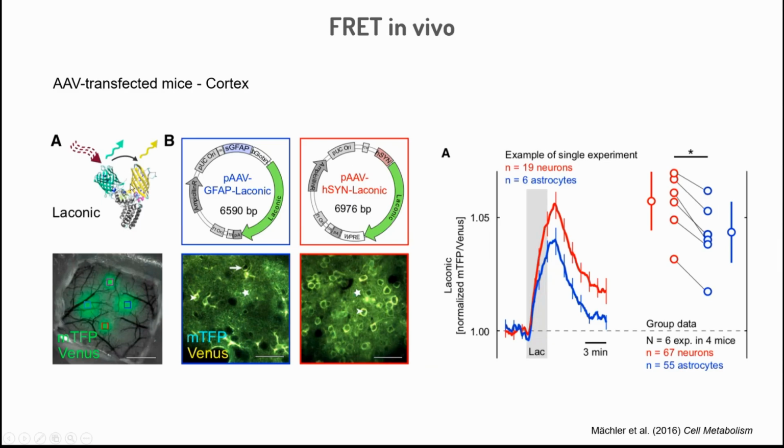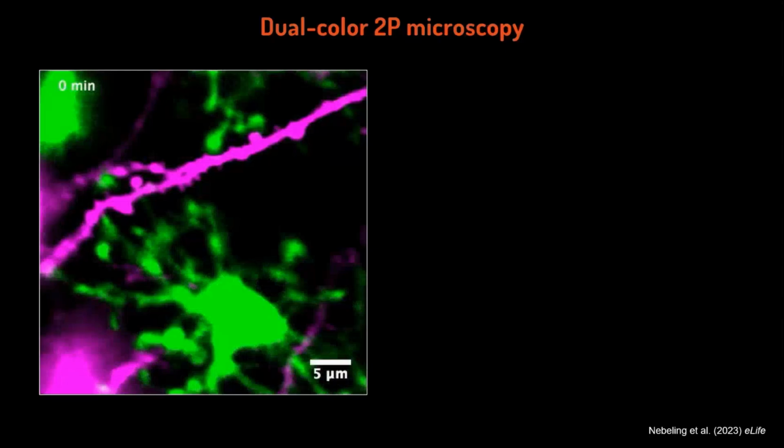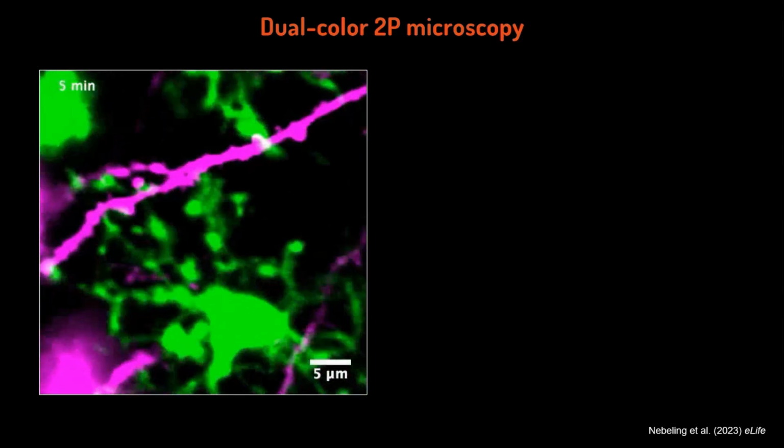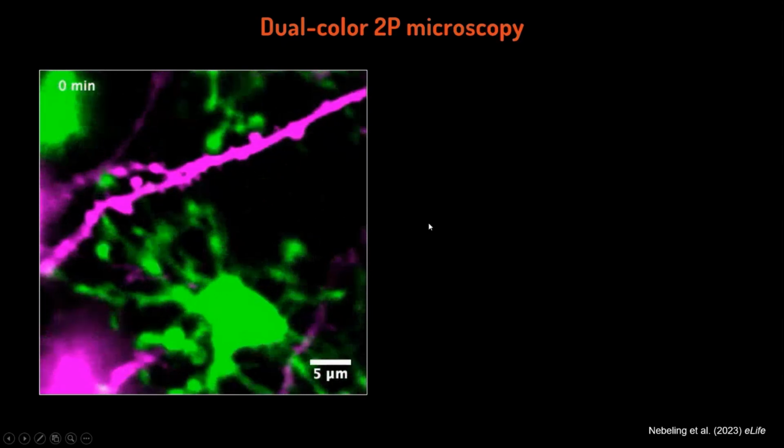So you can quantify the ratio between both, which is this ratio that you normalized, MTSP Venus, and you can see these small changes in astrocytes and in lactate uptake, and see in real time the metabolism of different cells in the brain. Just to show you something that is not calcium, okay? And also you can see structures. In this case, there's no calcium, there's no lactate.